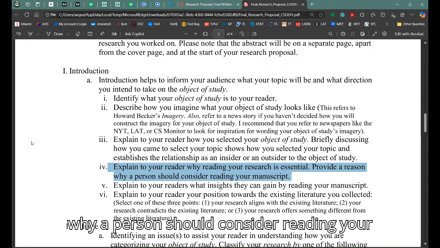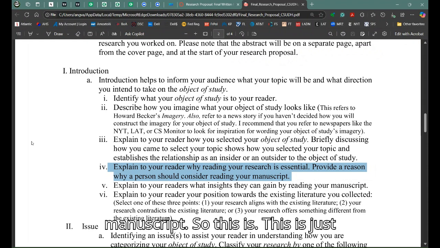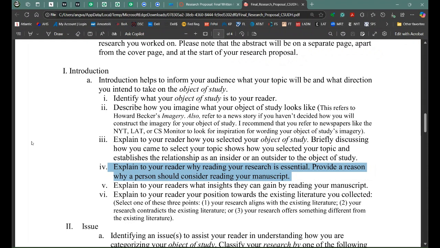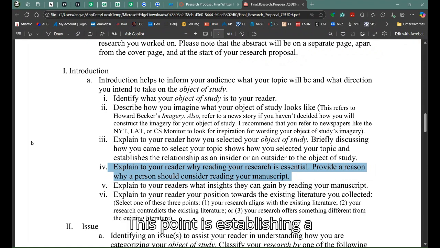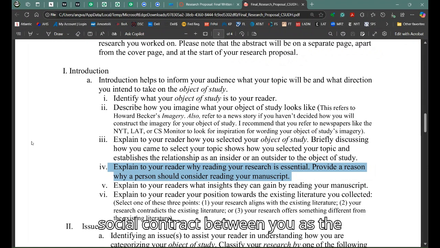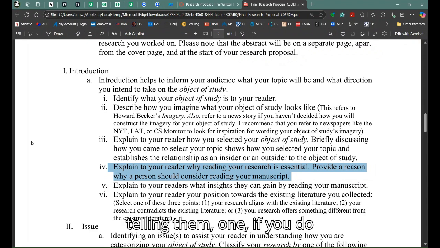Provide a reason why a person should consider reading your manuscript. So this is just where I made this point not too long ago when I talked about the social contract. This point is establishing a social contract between you as the writer and me or another person as the reader. Because you're telling them, one, if you do decide to read this manuscript, it's not going to be a waste of your time.